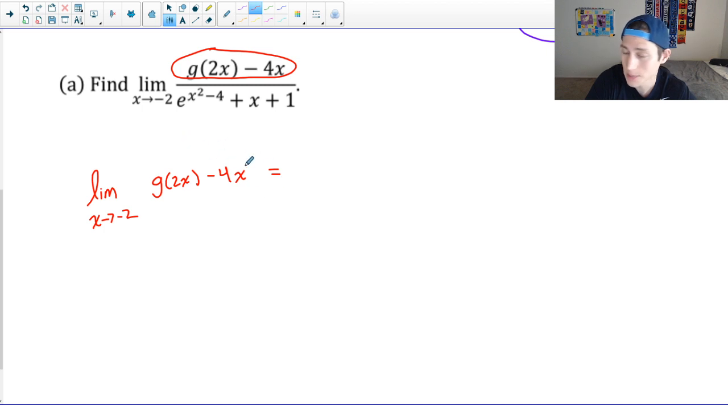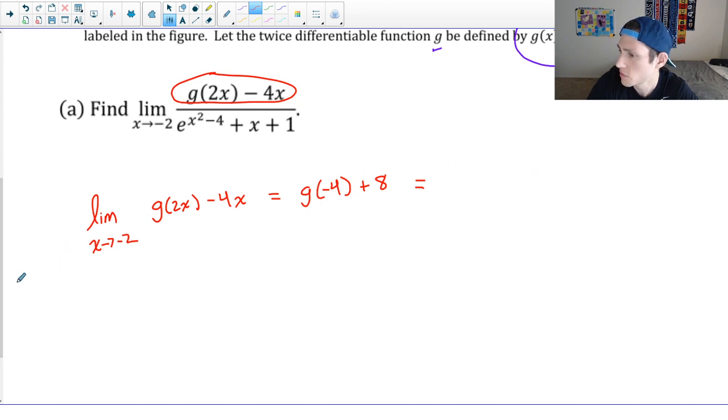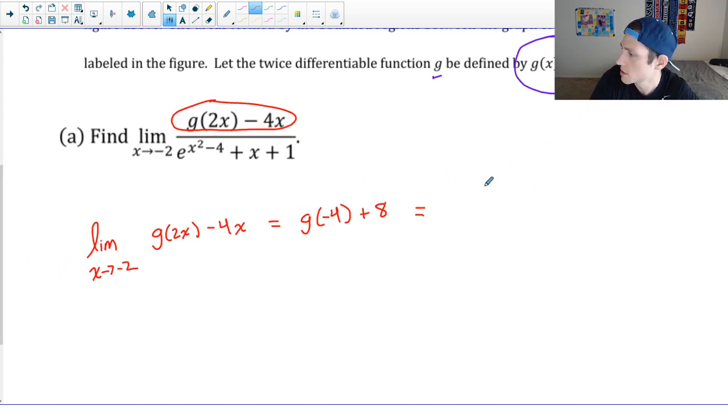The first thing that we try to do with the limit is just plug in the value. So let's plug in -2. That would equal g of -4, right? 2 times -2 is -4. Minus 4 times -2. So -4 times -2, that would make plus 8. All right, now what is g of -4? So let's use our expression. g is the integral from 2 to x, but in our case 2 to -4, of f of t dt, and then plus 8.